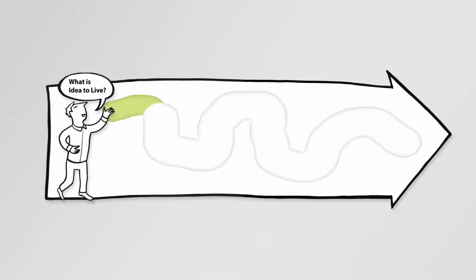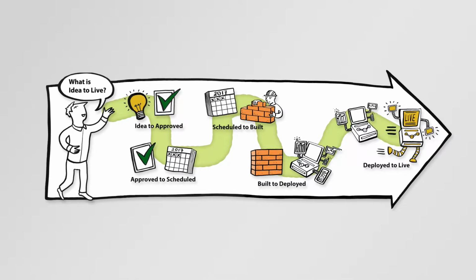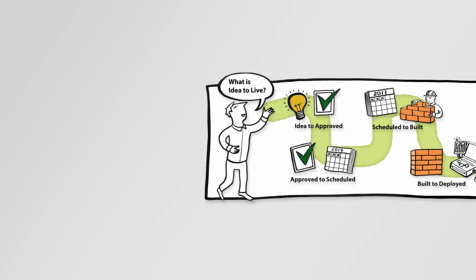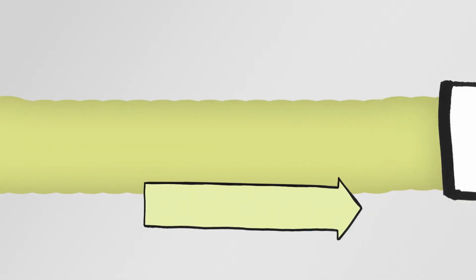Idea to Live is the name of an IT process explaining how we and you get things done in IT. In this short video, we will explain the stages and the people involved. Idea to Approved. Every business has a 5-year plan.